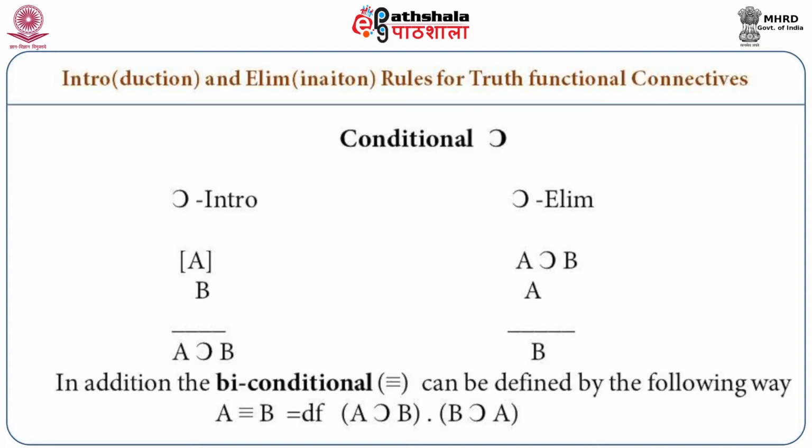Along this line, we can introduce the so-called biconditional connective, sometimes called material equivalence. Now look at this. A is materially equivalent to B, which is definitionally equivalent to A implies B and B implies A. In this way, with the given truth connective, implication, we have just explained the biconditional connective.